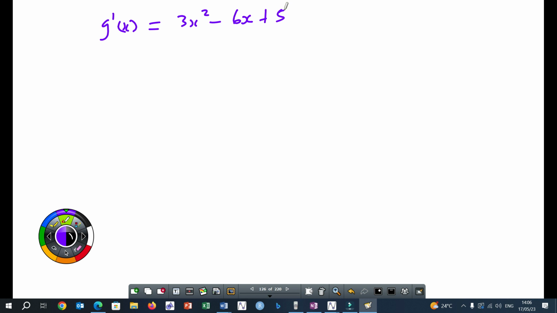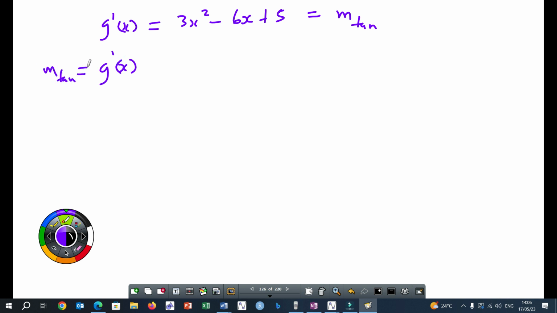Now, this g prime of x is equivalent to m of the tangent. The first derivative of a curve is equivalent to the gradient of a tangent at the point of contact. So, let's find g prime of x, which is equal to m tangent.